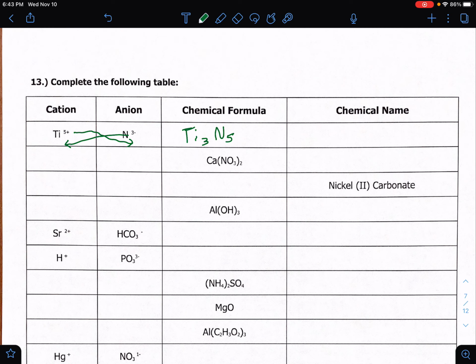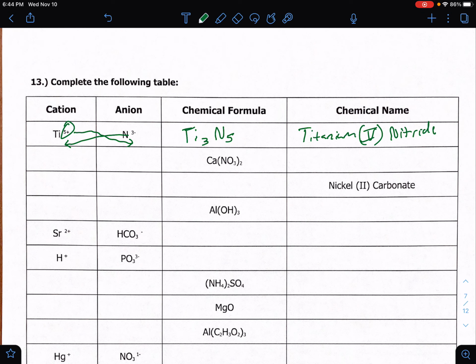Now, when it comes to the chemical name, you just have to be careful. I always see, do I need a Roman numeral before I write this name? Now, titanium is in that transition metal group. It is number 22. So that means I cannot just put titanium nitride. I need to put titanium, and then the charge of titanium is +5. So I'm going to put V. So titanium V, and now I can put nitride.